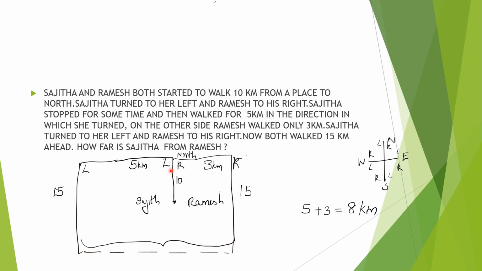Have you understood? So they started from a point, one to 5 kilometers, the other 3 kilometers, then both 15 kilometers. So it is equal. So they are at equal distance from the top. So what is the distance between them? That is 5 plus 3, that is equal to 8. So get the direction from this diagram.